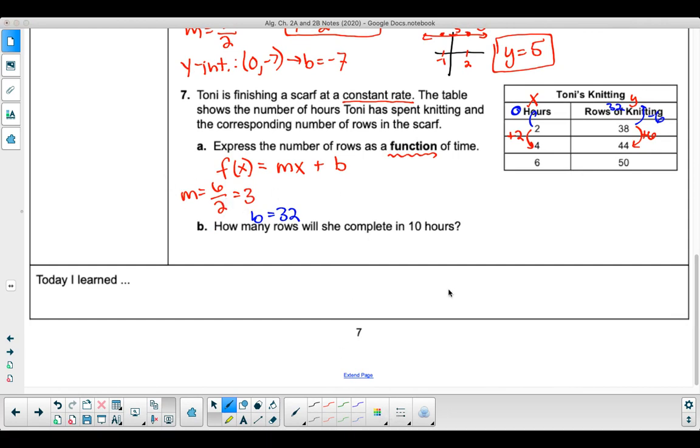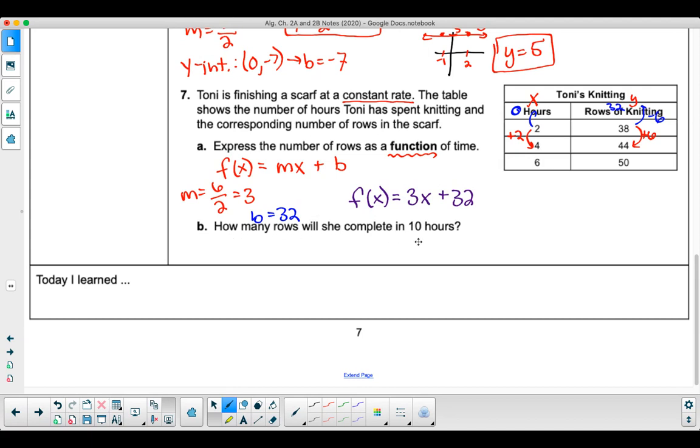So our equation, our function, if you will, is going to be f of x equals 3x plus 32. So what this means is when she started knitting, she already had 32 rows of knitting, and she knits 3 rows every hour, or 6 rows every 2 hours.